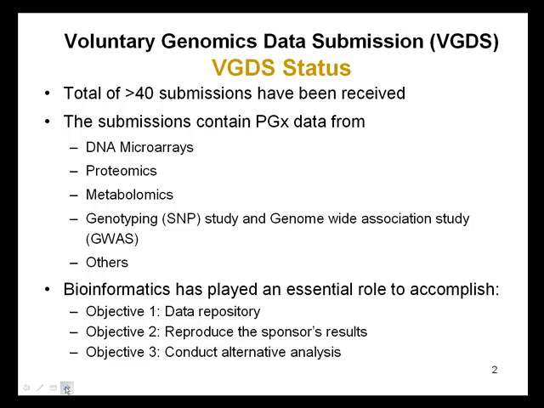Now, VGDS recently got renamed as VXDS, standing for Voluntary Exploratory Data Submission, because it's been expanded to handle not only genomic submissions but also proteomics, metabolomics, and SNP data submissions. So in order to handle all these types of data, VGDS required a strong bioinformatics infrastructure, and ArrayTrack has successfully filled that role.